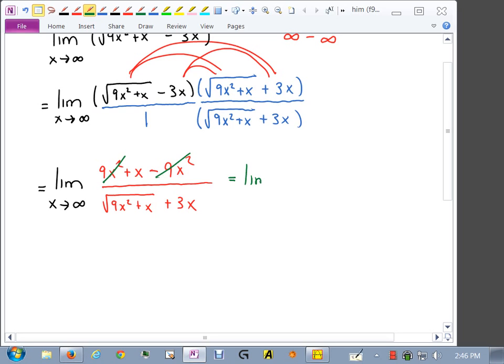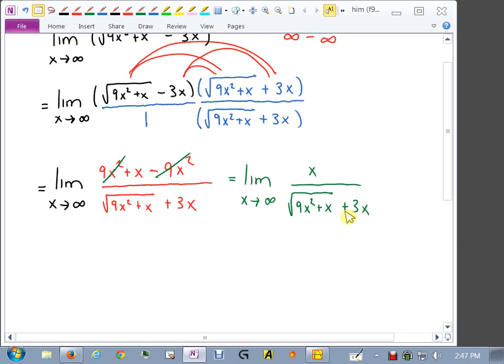Limit as x goes to infinity of x over the square root of 9x squared plus x, plus 3x. So what we've done is we've converted a limit that was infinity minus infinity to what looks like it's going to become infinity over infinity instead, right?